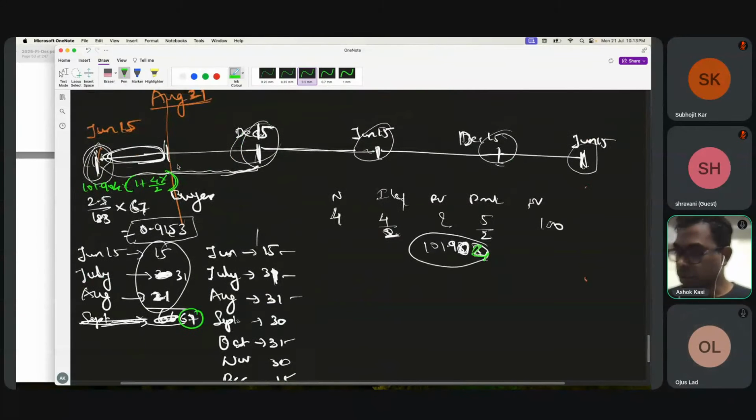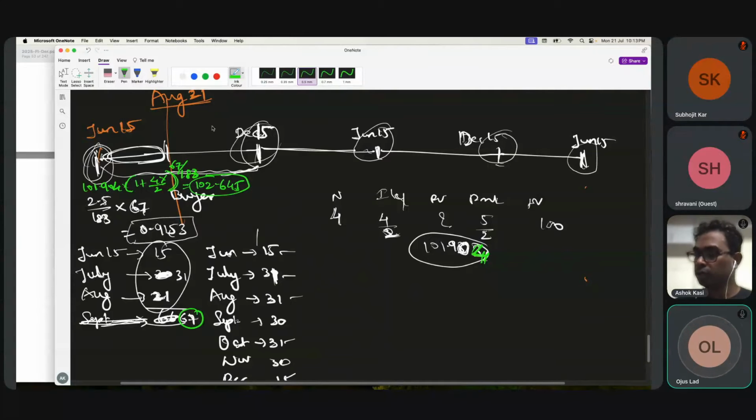So raised to 67 by 183. Just calculate this. This will be the price on August 21. So 100.727. No, this is already 101.904, no? So it will be more than that. 102.645. So this is the price on August 21.